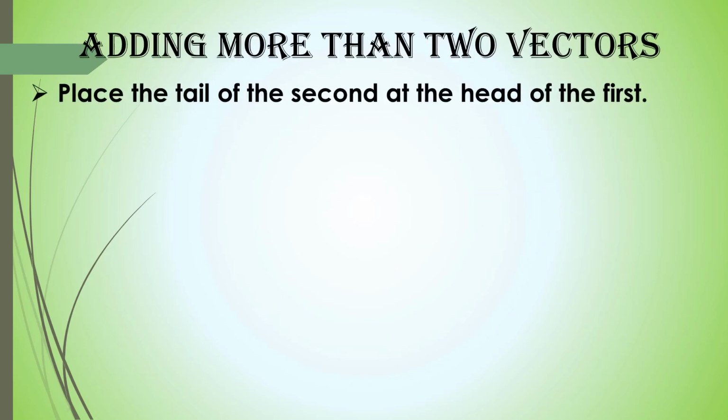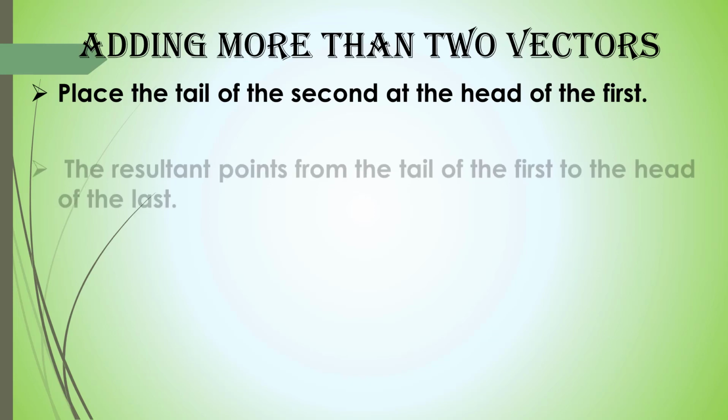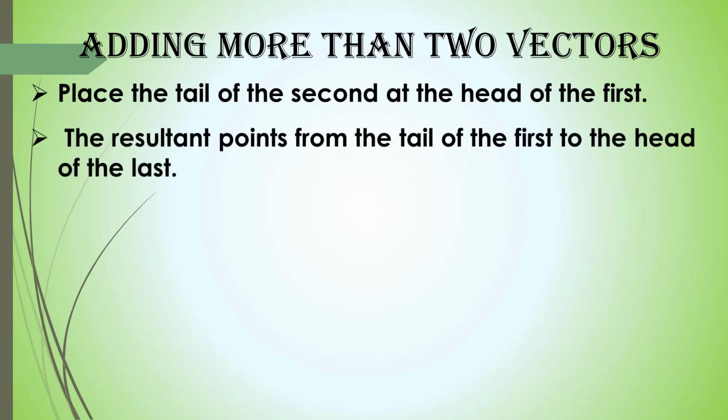So if we are having more than two vectors, then what we have to do, we will place the tail of the second at the head of the first, and we will keep on doing this. Tail of the third with the head of second, tail of the fourth with the head of third, and so on. Okay, the resultant points from the tail of the first to the head of the last vector.